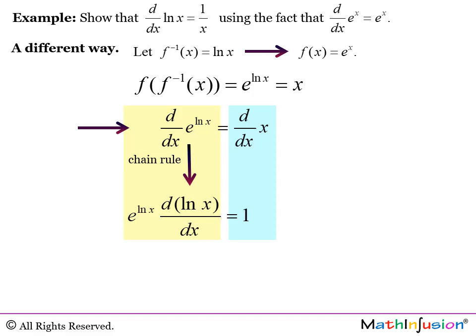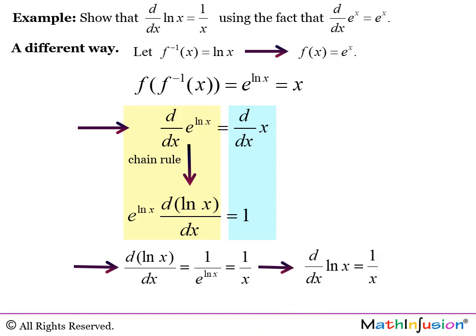Now I can solve for d ln of x over dx. It is 1 over e to the ln of x, but e to the ln of x is x, and I get 1 over x. Again, I got the same thing, that d/dx of ln of x is 1 over x.